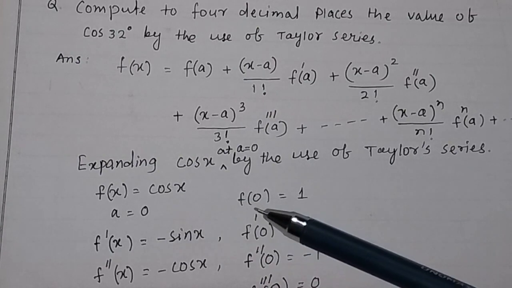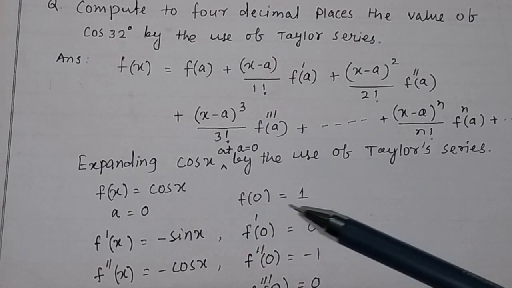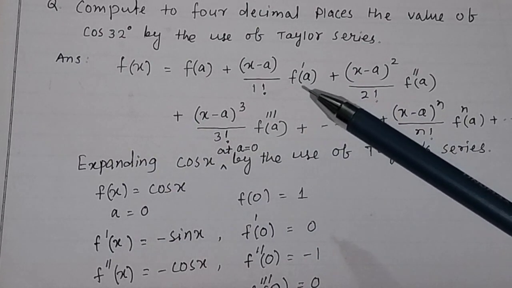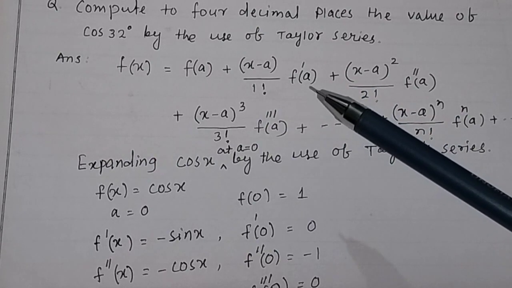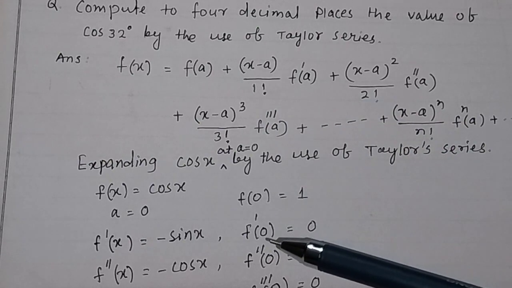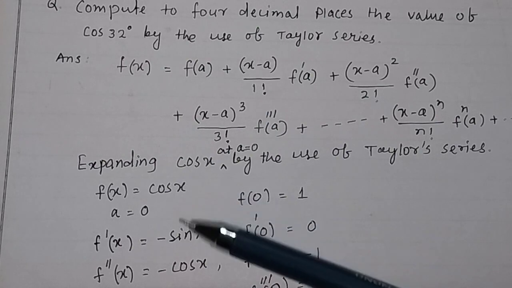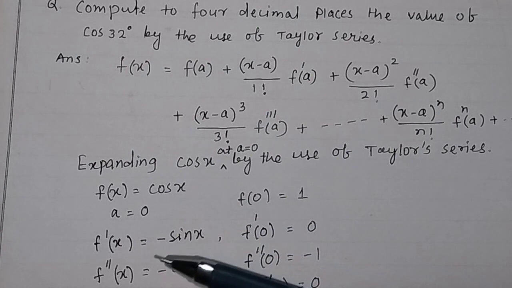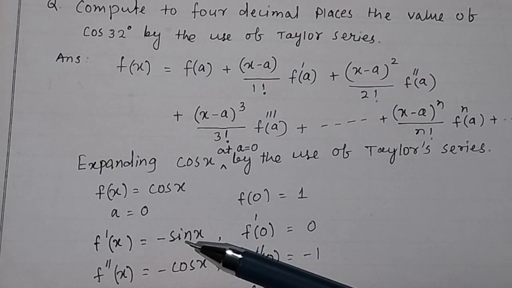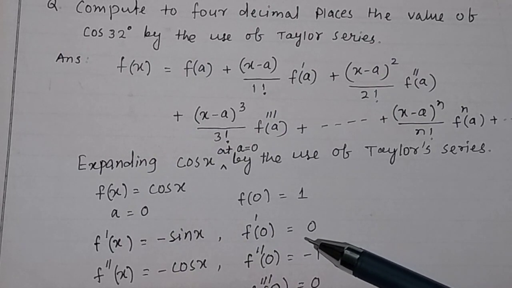So what will be the value of f(0)? The first term is f(0). So f(0) will be equal to cos 0. Cos 0 is equal to 1. Then the first derivative, this is the f dash 0. So first you find out f dash x, then putting x equal to 0, you will find out f dash 0. So f dash x will be equal to minus sin x, because the derivative of cos x is equal to minus sin x. Then if you put x equal to 0, f dash 0 will be equal to minus sin 0, and sin 0 is equal to 0, so f dash 0 is equal to 0.